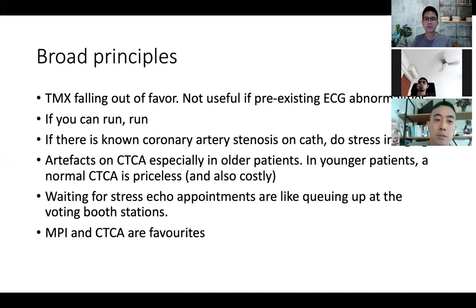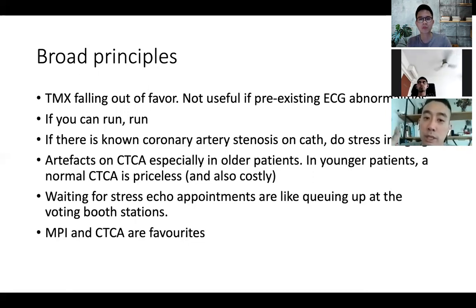Yeah, but the broad principle is, so firstly, I think treadmill is falling out of favor. And the reason why I say that is actually in the latest ESC guideline for ischemic heart disease, the chronic coronary syndrome guidelines, they actually don't advise using treadmill to assess for IHD anymore. Okay. So that's one thing. So more of us are not ordering treadmills nowadays.